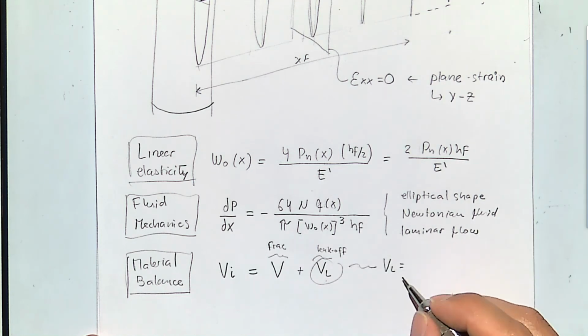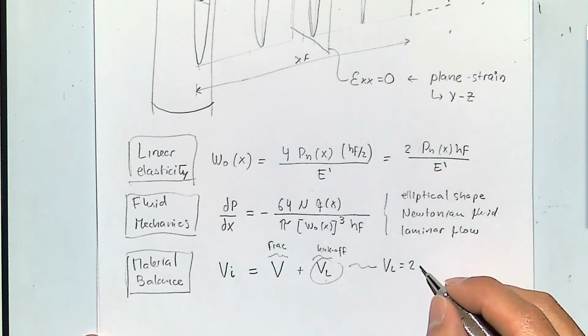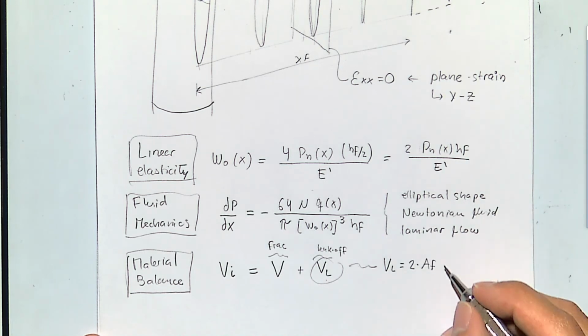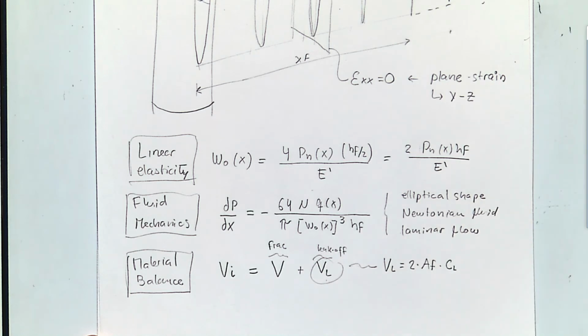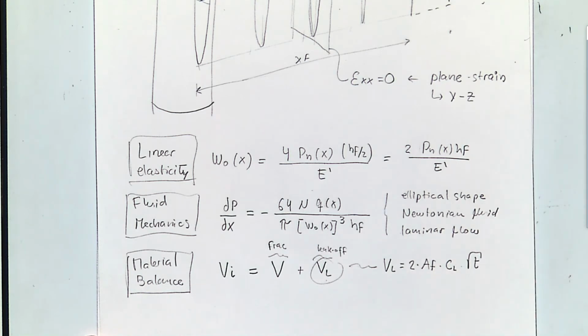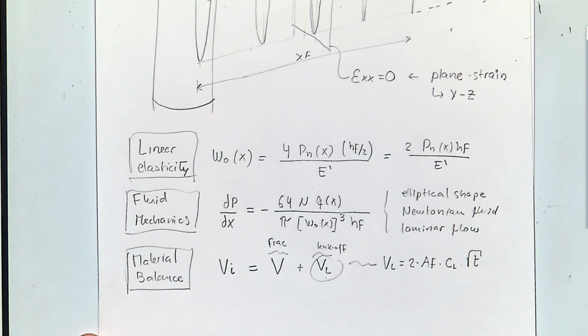The simplest way is to utilize an equation like this, where we say that the leak-off volume is proportional to the area of the fracture times a given coefficient, which is a function of permeability and properties of the fracturing fluid. And this is going to be a function of time too. So for this type of linear fluid flow, it's proportional to the square root of time. But don't worry about that. We're not going to deal with this right now.